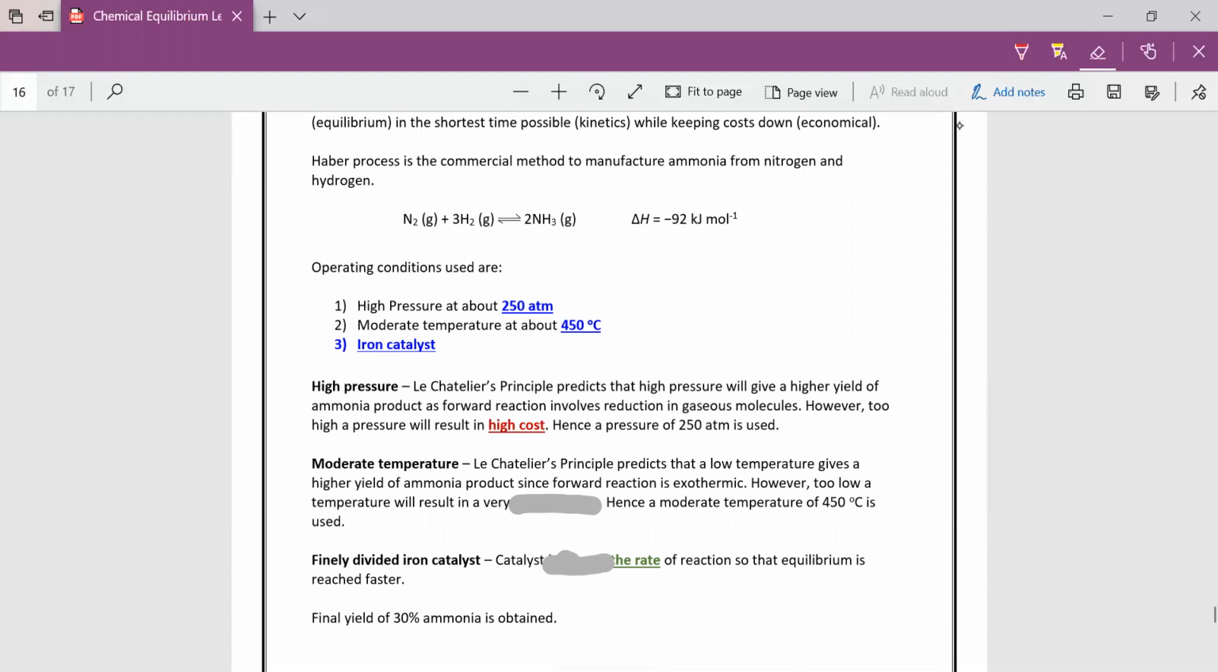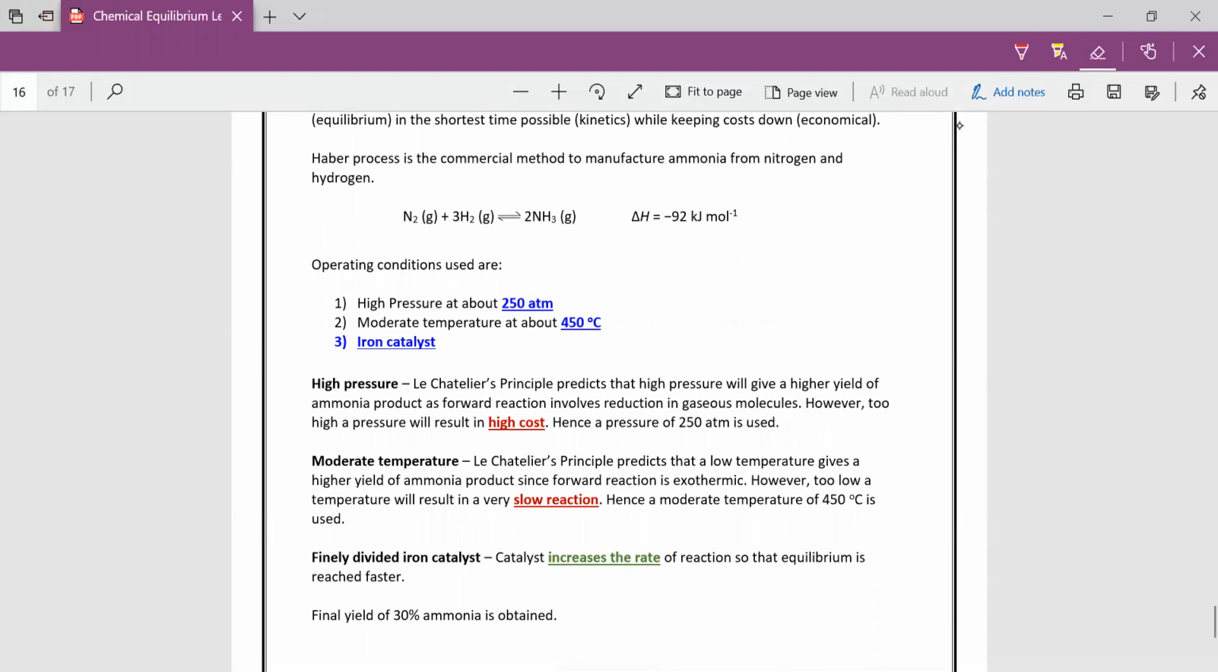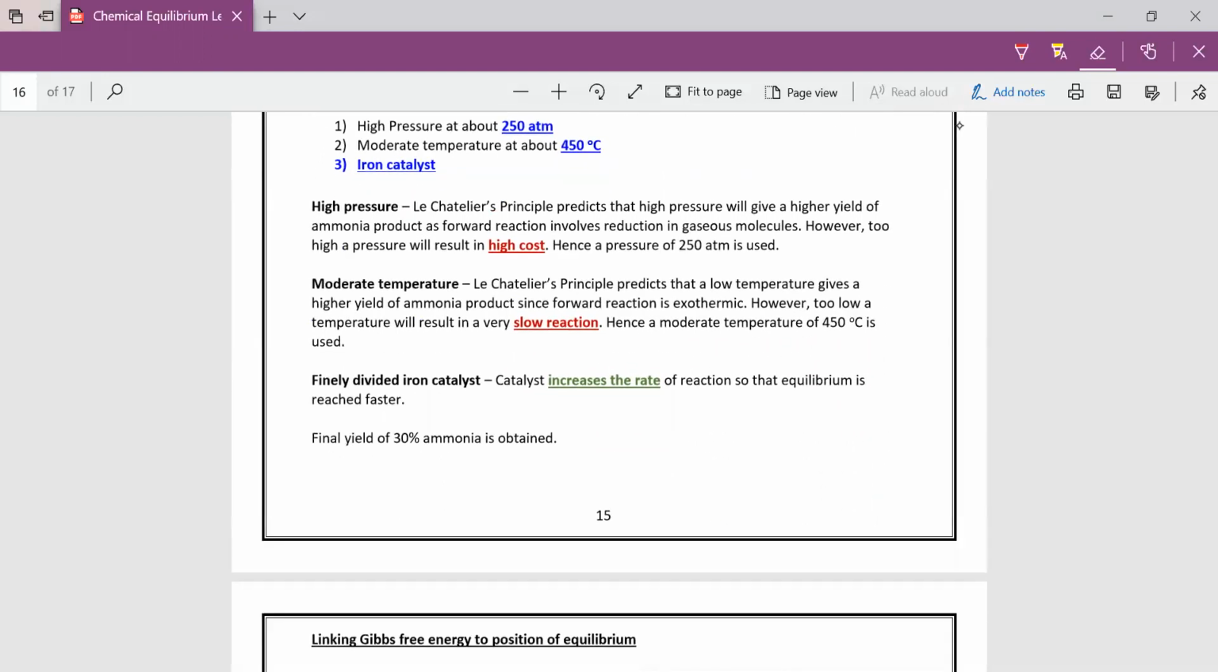But we cannot use like 1 million atm, because that will result in very, very high cost, because your pipes will have to be very thick to sustain the pressure without bursting. Low temperature will give a higher yield, but if too low, then you will have a very, very slow reaction. Catalysts basically just increase the rate of reaction so we can use it. The final yield is about 30%.